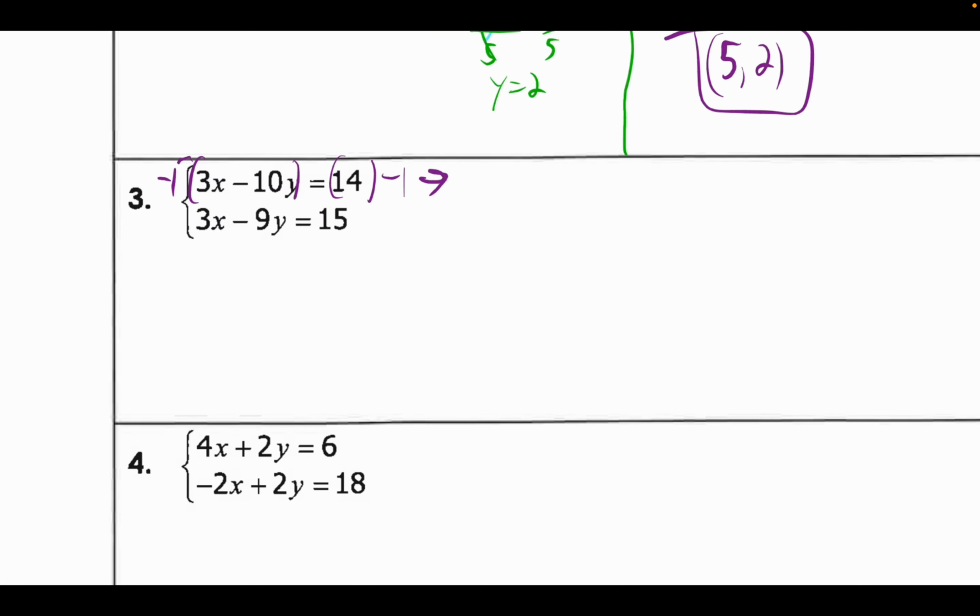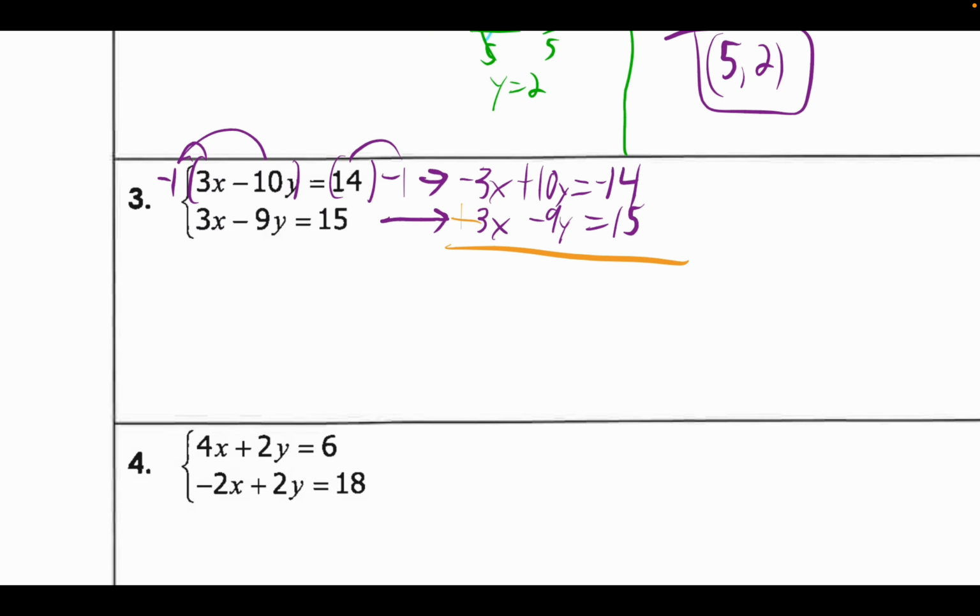So I'm going to multiply everything in this top equation by -1, as I mentioned, and get -3x plus 10y equals -14. And then the bottom equation is going to stay the same, so I'm going to rewrite it to keep my work organized and get 3x minus 9y equals 15 like I have over to the left. Now I'm going to combine and add these equations, eliminating my x's, getting 1y equal to 1. So now this equation is already solved.